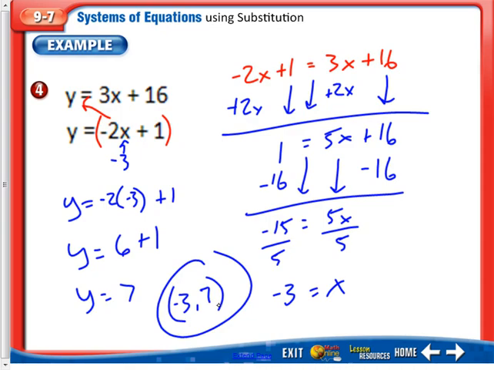All right, that's our last example for today. So I hope you enjoyed learning how to solve systems of equations without having to graph using the substitution method.